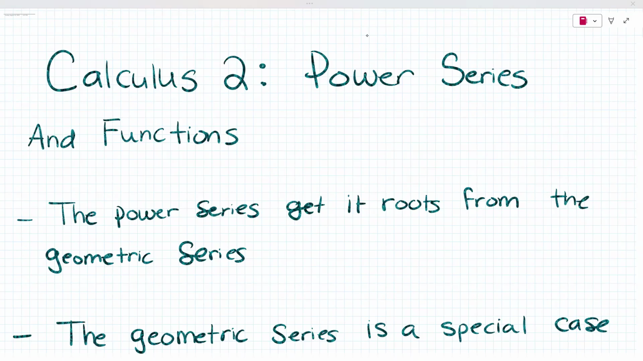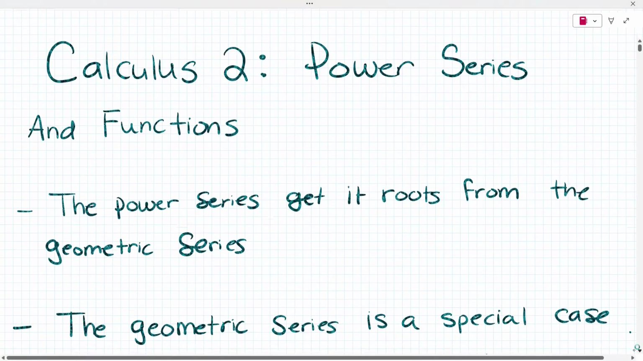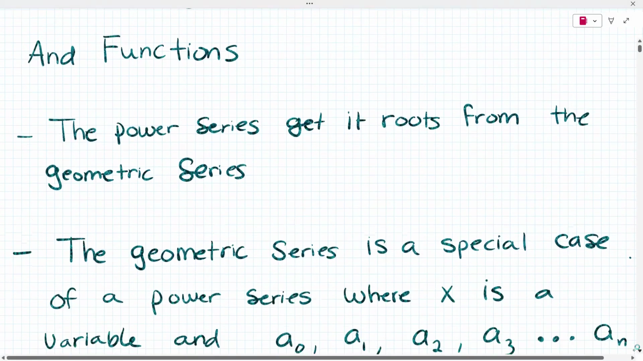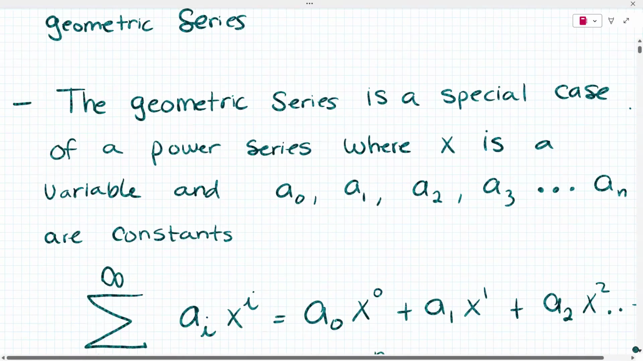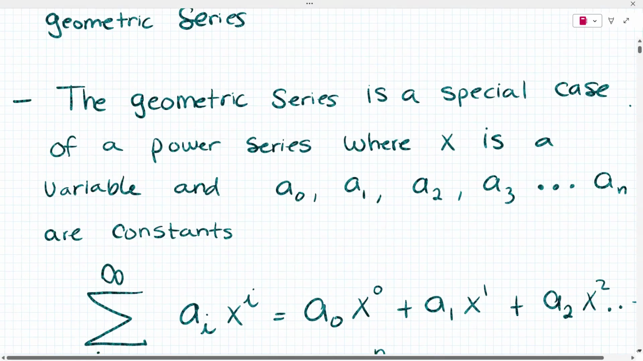And then the geometric series is basically a special case of a power series where x is a variable and a0, a1, a2, a3, an are constants. So here's an example of a geometric series.